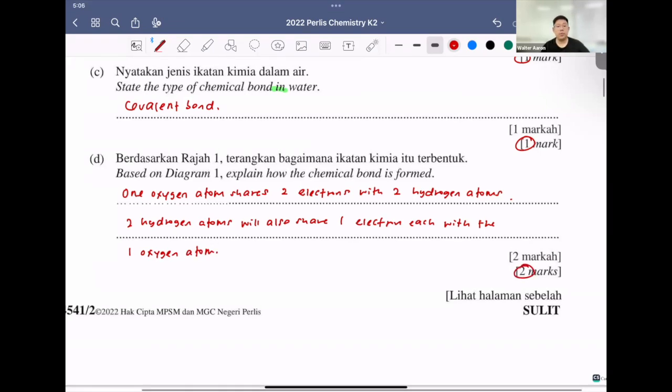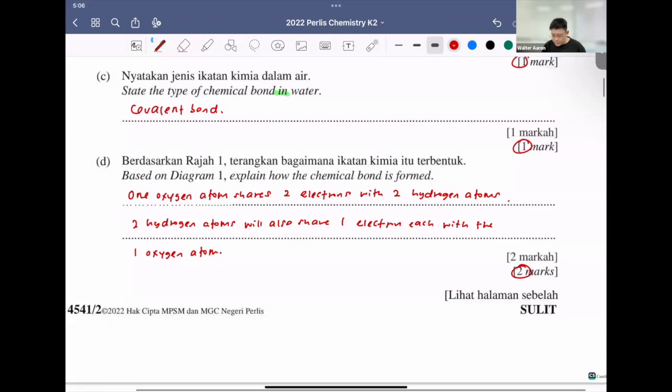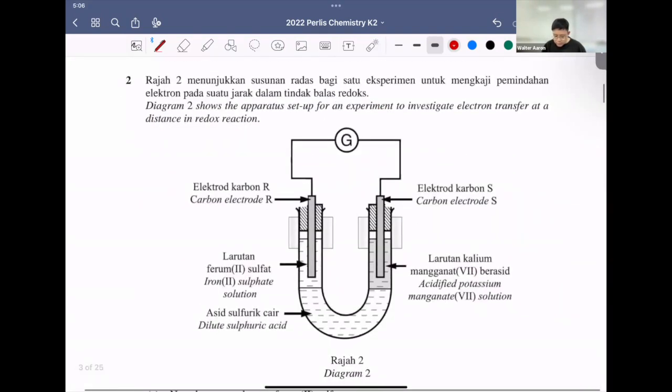That should give you 2 marks in total. This is explaining how the electrons are being shared. One oxygen atom shares 1 electron each with 2 separate hydrogen atoms. So that's why 2 electrons are being shared with 2 hydrogen atoms, and both the hydrogen atoms must also share 1 each with oxygen, so that both of them can achieve stability through that particular electron arrangement. So let's look at number 2.